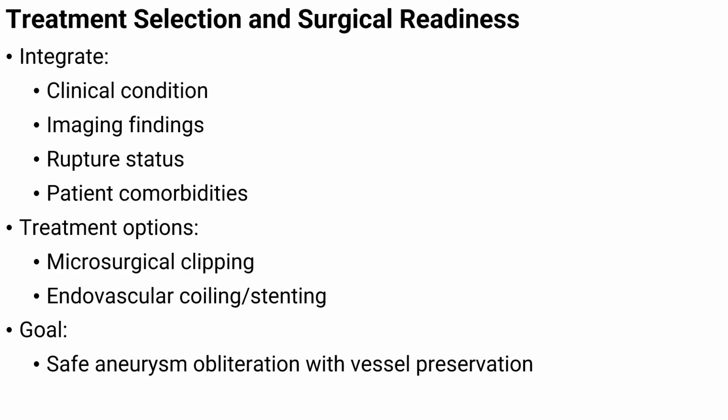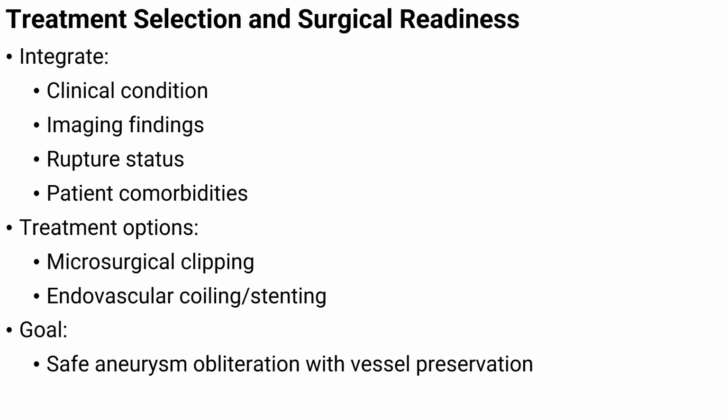Treatment selection begins with combining all available clinical information. It is a synthesis, not a single decision point. Clinical condition, imaging findings, rupture status, and patient-related medical conditions are considered together, because each factor can shift the balance between risk and benefit in a different direction, especially when urgency and neurological stability must be weighed against procedural safety.